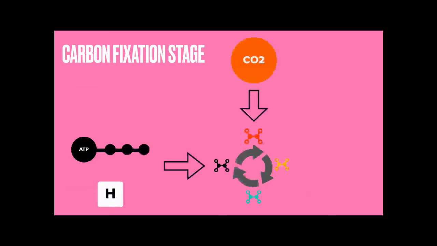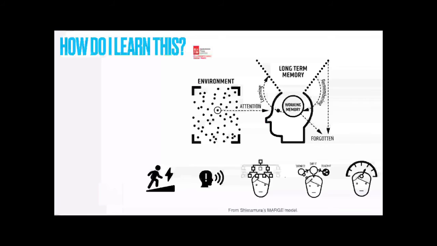And because it's a synthesis reaction, that requires energy, and that's what the ATP is there for. So the ATP is used to provide energy to join the hydrogen, the carbon, and oxygen together, and that's how you get glucose. Okay, so that is our carbon fixation stage, stage 2.